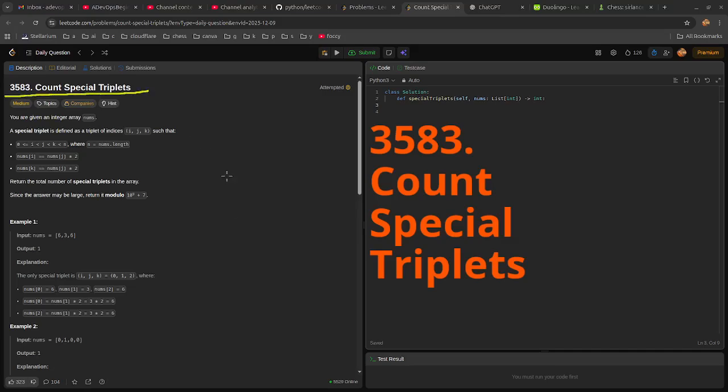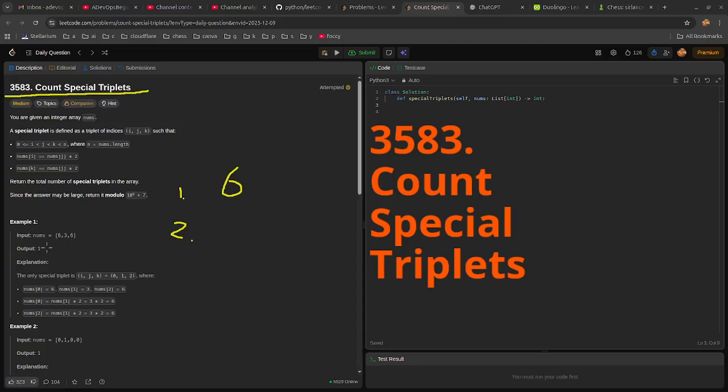LeetCode daily challenge. It is a medium problem, 3583, Count Special Triplets. So first of all, for any given number 3, we want to find the combination of indices i, j, k, where nums[i] equals nums[k] and is twice nums[j]. So take 3 as an example, then we are looking for a number equal to 6.